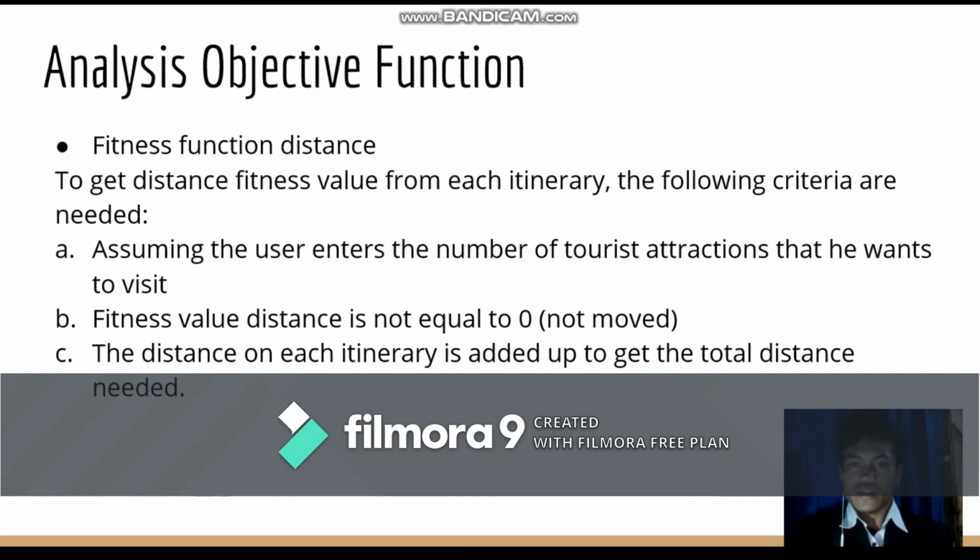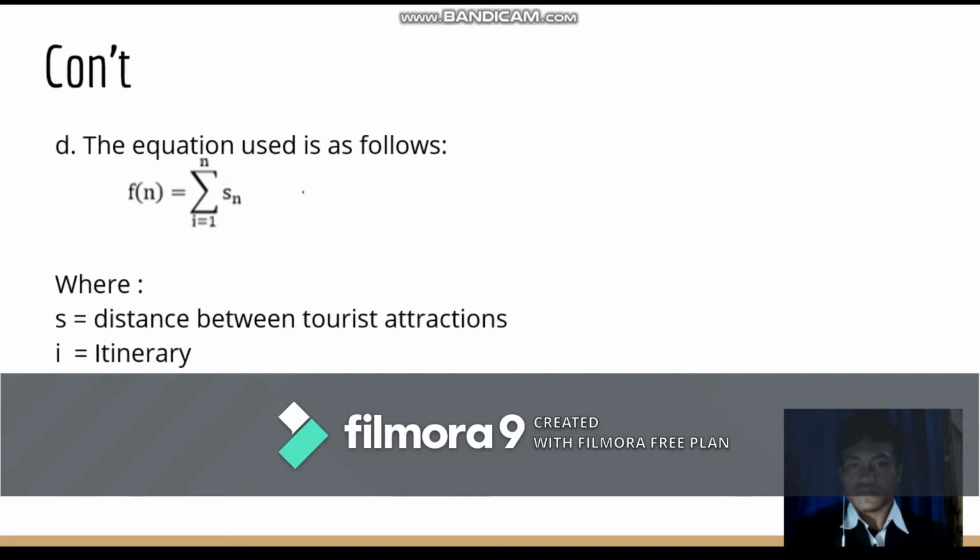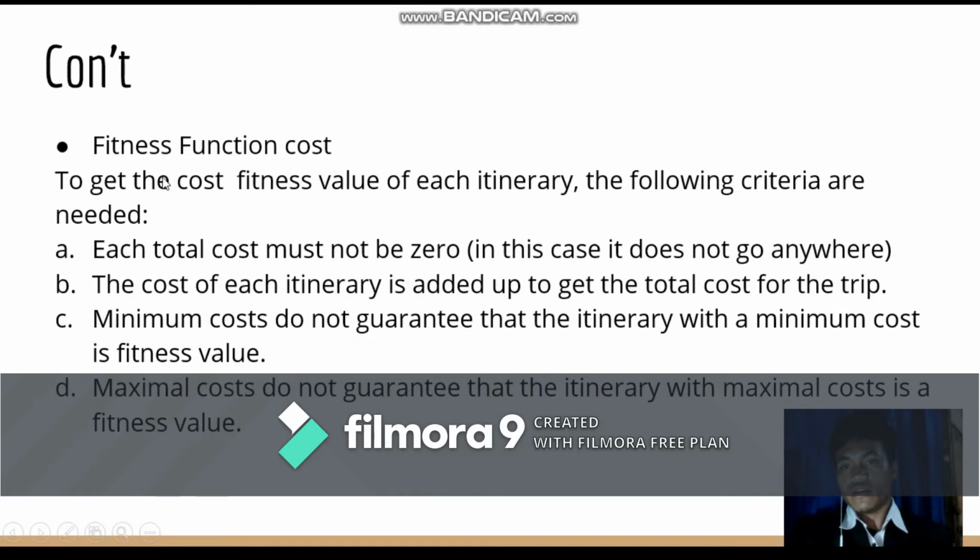Fitness function distance. To get the distance fitness value from each itinerary, the following criteria are needed. A, assuming the user enters the number of tourist attractions that he wants to visit. B, its fitness value distance is not equal to 0. It may not move. C, the distance of each itinerary is added up to get the total distance needed. So this is the equation used, where S is the distance between tourist attractions, I is the itinerary.